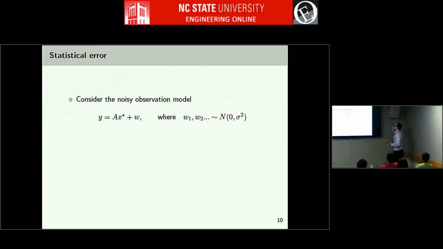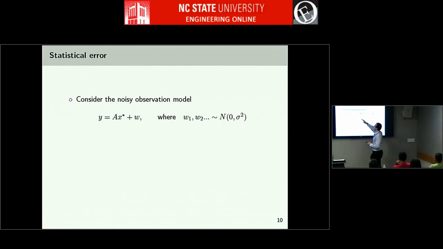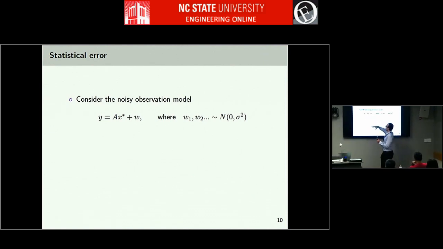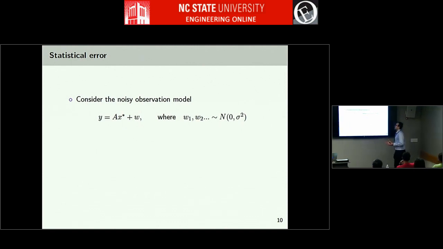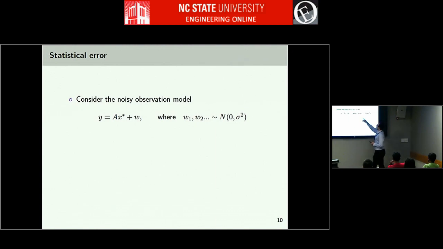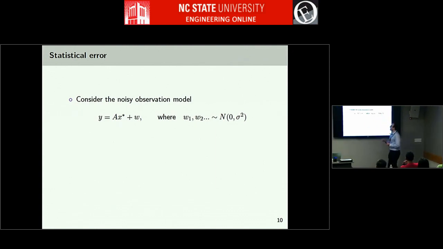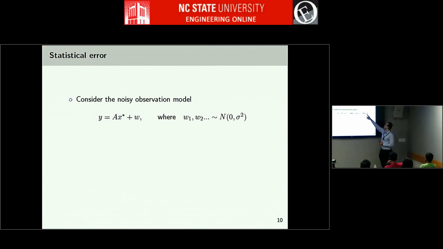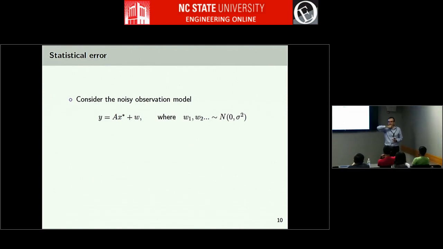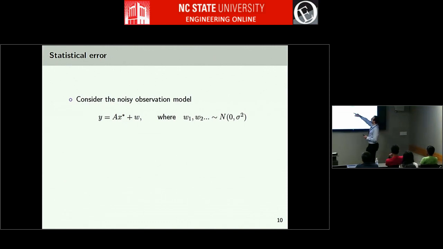And here's a model which makes sense with Gauss's observation model in mind. The observation Y is equal to A times X star, where X star is some true vector, plus W. W is this Gaussian IID noise source with variance sigma squared. Then least squares would be the maximum likelihood solution for X star.